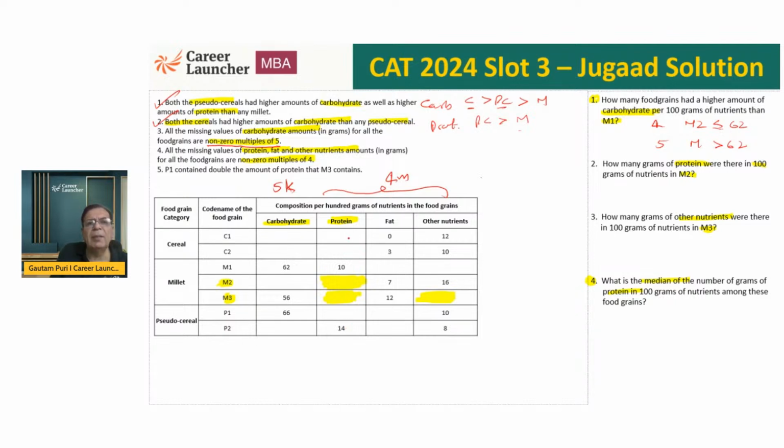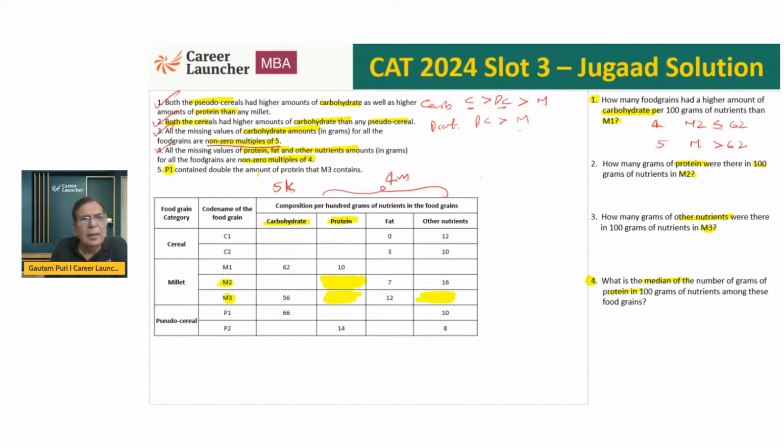Based on statement 3 and statement 4, we can say none of the empty cells is 0, because these are all non-zero multiples of 5 or non-zero multiples of 4. 4 into 0, 5 into 0 is not allowed. Any other natural number will work. Okay? Let's go. Statement 5.